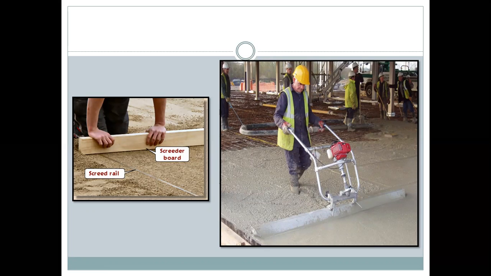The small wooden section will be used for leveling the surface. But in the modern technique, the screeding is done by this screeding equipment.